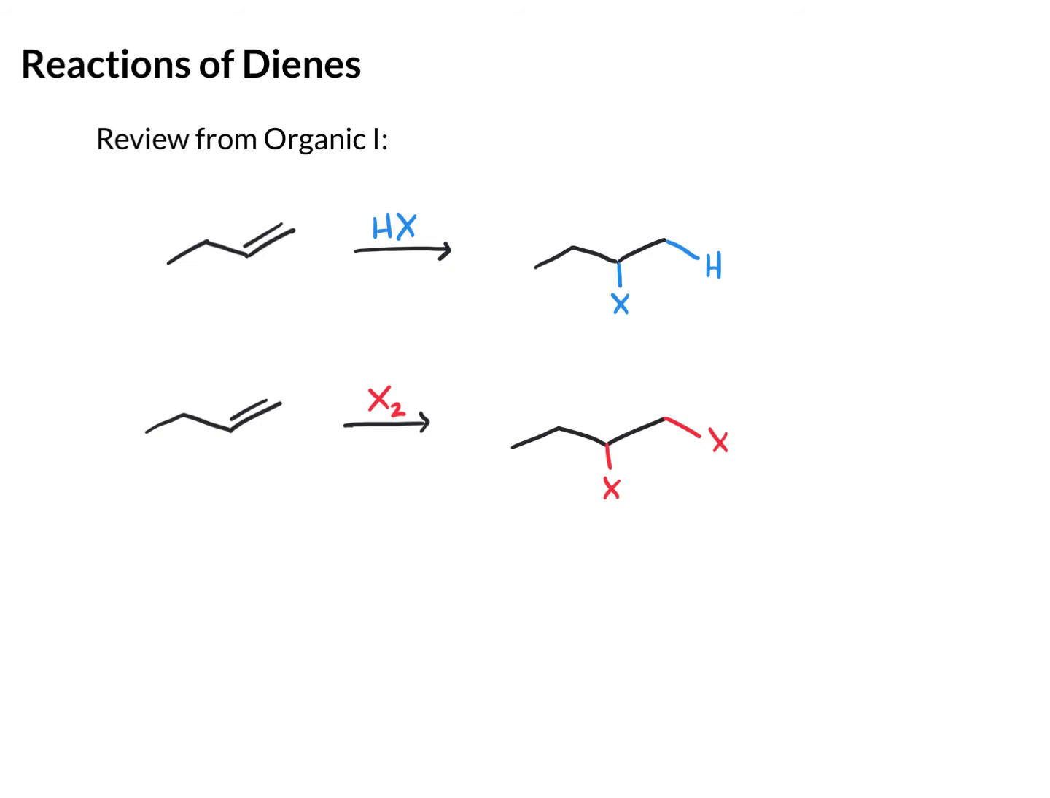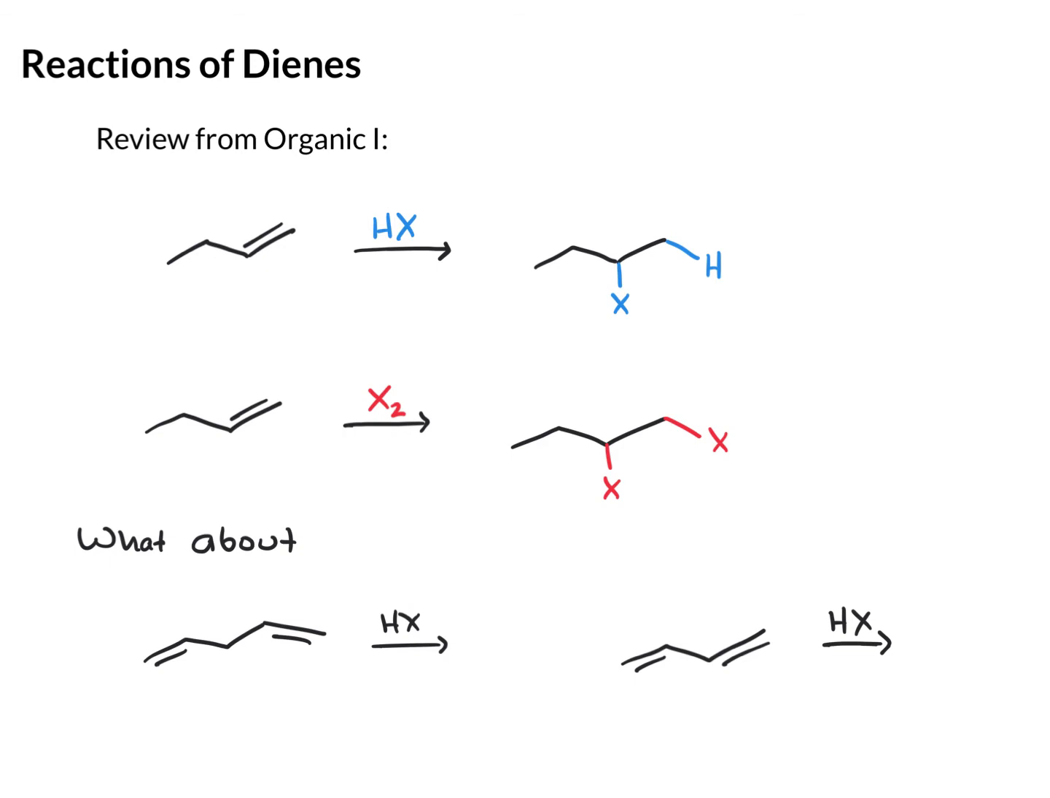So what we want to think about now is what happens if we do these similar types of reactions to dienes instead of simple alkenes. So as a general preview, what if we take an isolated diene and add HX to that? What products can we expect to get? Likewise, what if we take a conjugated diene and add HX to that? What products can we expect to get? So that's what we're going to be taking a look at in this section.